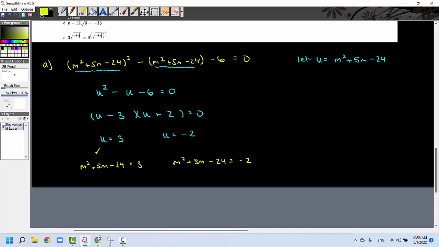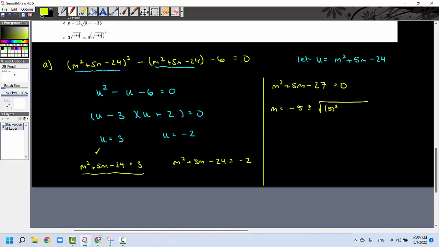Well, I'm going to first make a little bit of space here on the side. I'm going to subtract 3 from both sides. I'm going to work on this one first. So m squared plus 5m minus 27 equals 0. And that's going to require the quadratic formula. So m equals negative b plus or minus the square root of b squared minus 4ac, so 5 squared minus 4 times a, which is 1, times c, which is negative 27, all over 2 times 1.